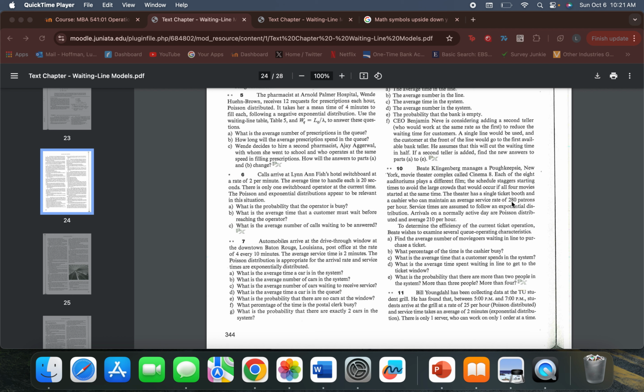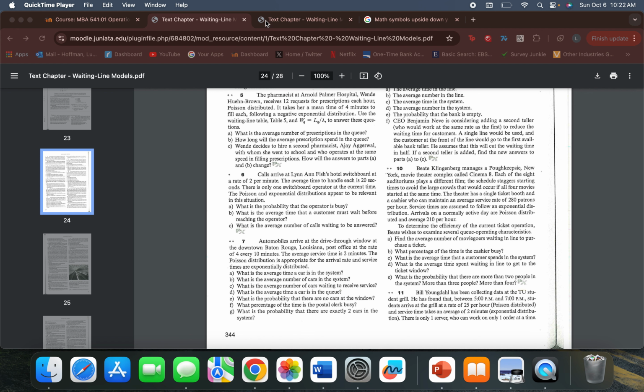The main things we just need to know right now are these two numbers here. Over an hour, they can maintain up to 280 patrons, and then on a normal active day, they would average around 210 patrons per hour. And that is exponential, so it's going to be all normal.